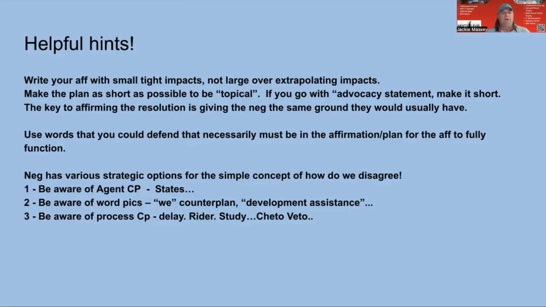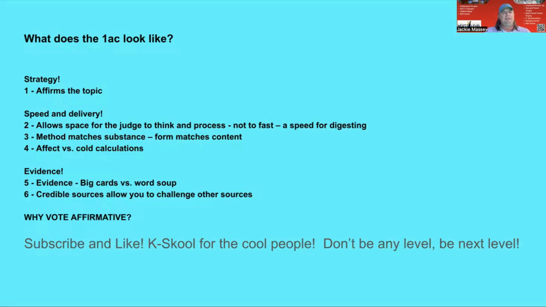Number three, be aware of the process counterplans like delay, the rider counterplans, the study counterplans, Cheeto veto. In other words, where we say the president would veto the plan and then Congress would affirm it or whatever by 2/3. I don't know. I'm not a policy guy, but they cheat.